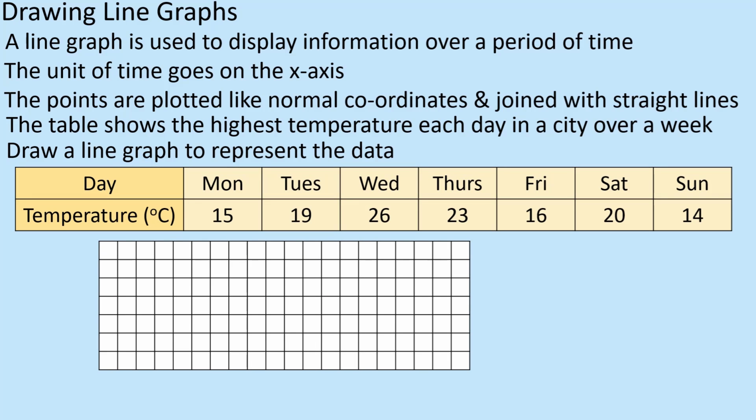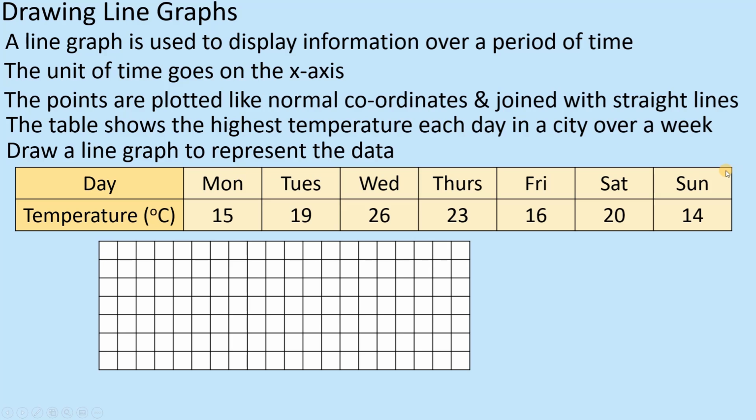So here we go. This table shows the highest temperature each day in a city over the course of a week, and it asks you to draw a line graph to represent that data. So first things first, we need to put our axes on, label them up, and then consider how we go about doing this. Let's look at the numbers and the dates.